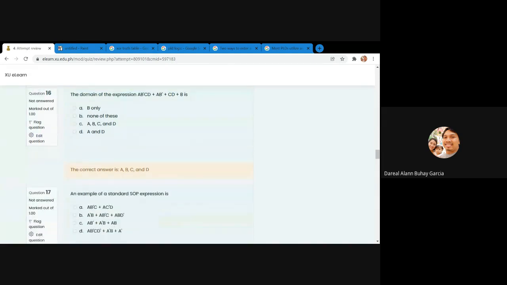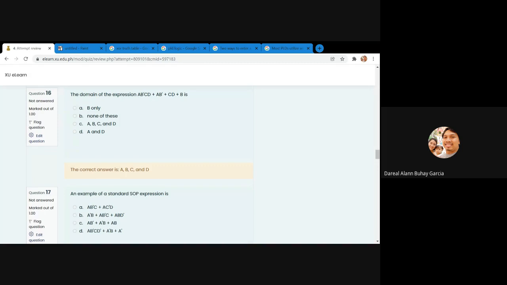An example of standard SOP. What's the difference between regular SOP and standard SOP? When we say standard SOP, each term must contain all the variables in the domain. So, the only choice possible is C.